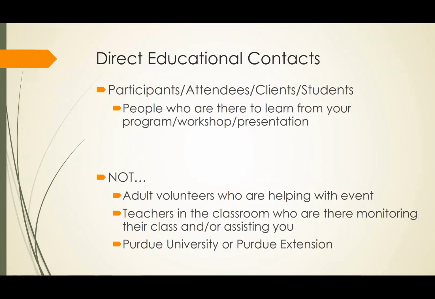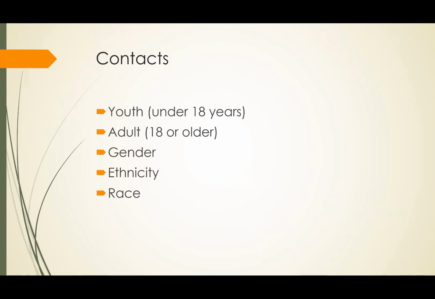So to reiterate, your direct educational contacts are your participants, your attendees, your clients, your students, those who are showing up to learn something from the program that you're putting on that particular session. They are not the adult volunteers who are helping you. They are not teachers in the classroom, and they are not us, like Purdue Extension. So if you happen to do a program where you're teaching Purdue Extension how to do things, you wouldn't be identifying that here. That would be professional development for our staff.